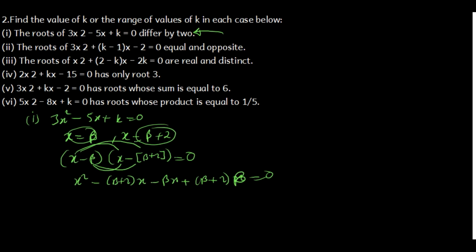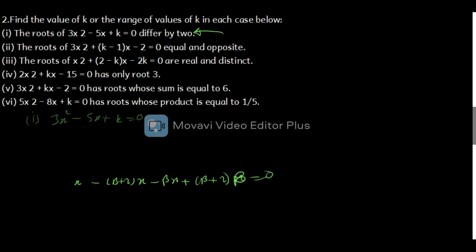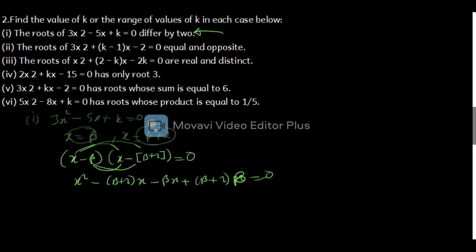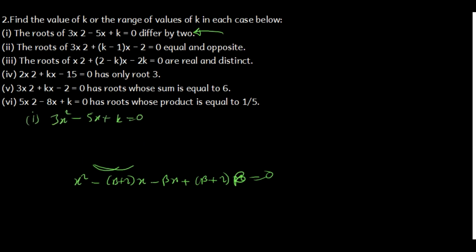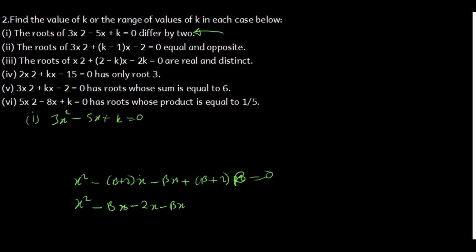Alright, so let me just try to clean up this space. So at this point, what we can do is, of course, we have got the x squared. So this is our x squared, and then minus, I can expand this, minus times beta, that will give you minus beta x. Remember, there's also this x, minus times 2, that would be minus 2x, and then minus beta x again, which is here.